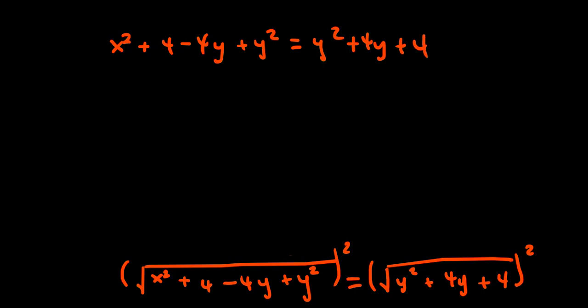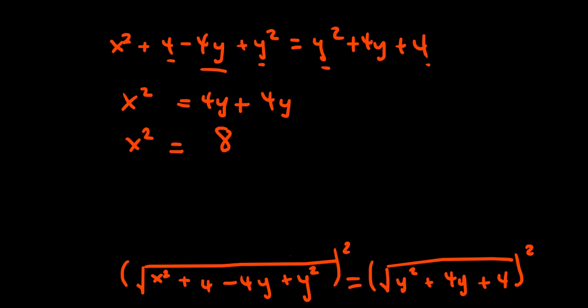So from here I can see that this is the same as this, the additive inverse. When I group them, this will give me 0, and this also will give me 0. So I'll have x squared. When I move this negative 4y to the right side, I'll have 4y plus 4y, and this gives me x squared is equal to 8y.